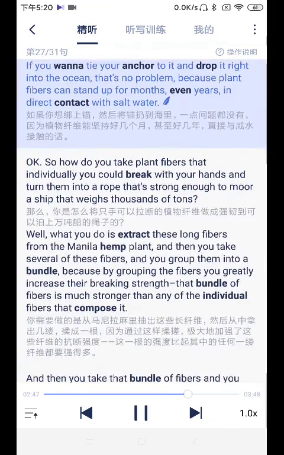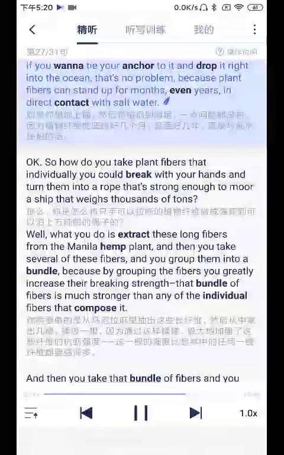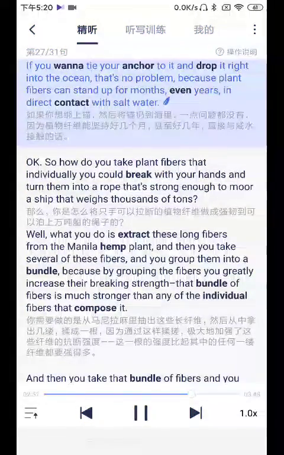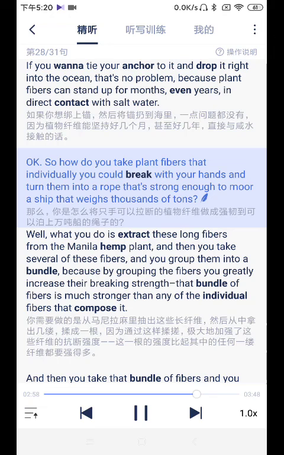If you want to tie your anchor to it and drop it right into the ocean, that's no problem, because plant fibers can stand up for months, even years, in direct contact with salt water. Okay, so how do you take plant fibers that individually you could break with your hands and turn them into a rope that's strong enough to moor a ship that weighs thousands of tons?